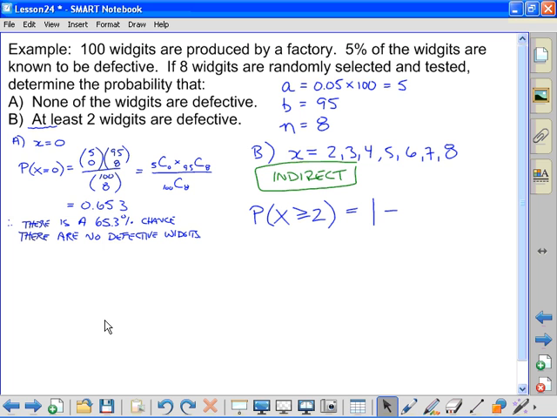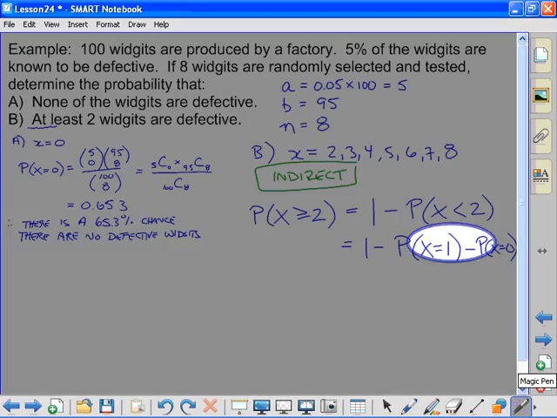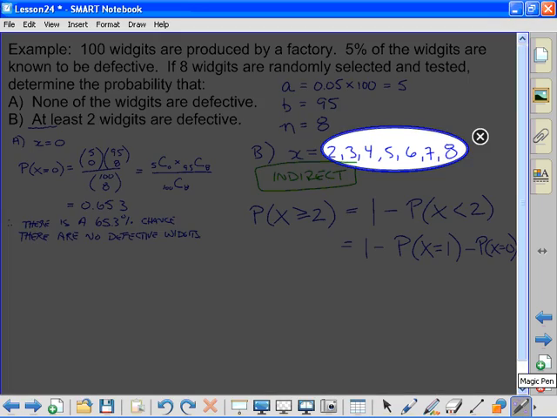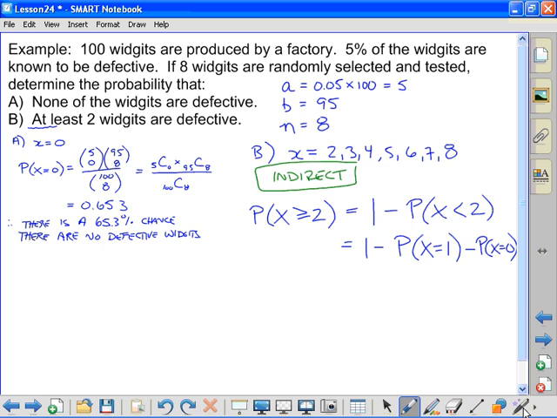Okay, so what's the opposite of probability of X being greater than or equal to 2? Well, it would be the probability that X is less than 2. So we need to list all the values that are less than 2. Well, the only ones that are less than 2 are X equals 1, and, it should still be subtraction, minus X equals 0. So having to do 2 calculations right here is a lot better than having to do these 6 calculations. All right, so the indirect method is a little bit quicker for us.